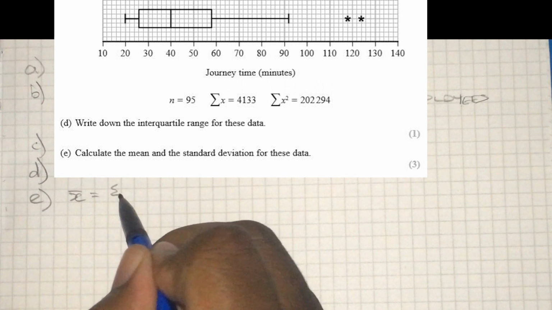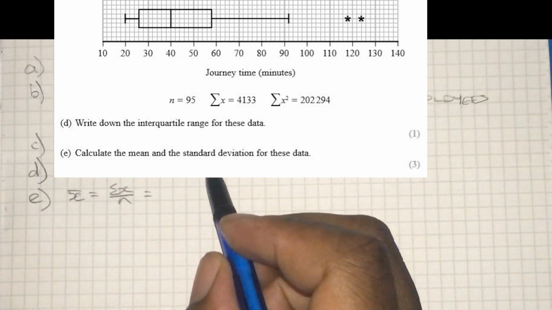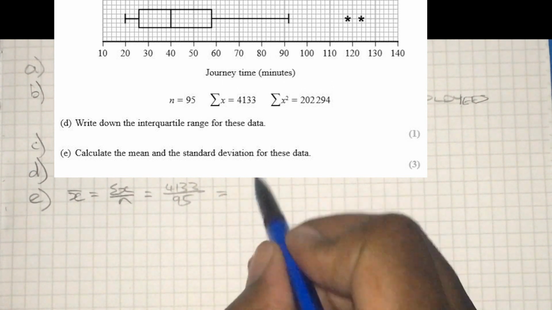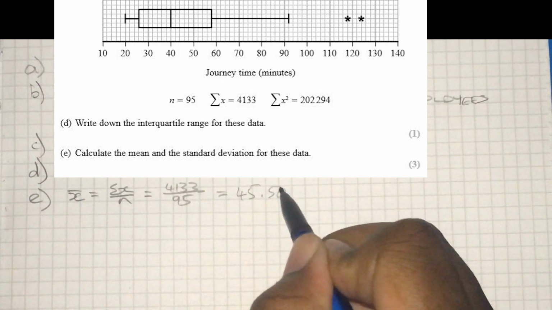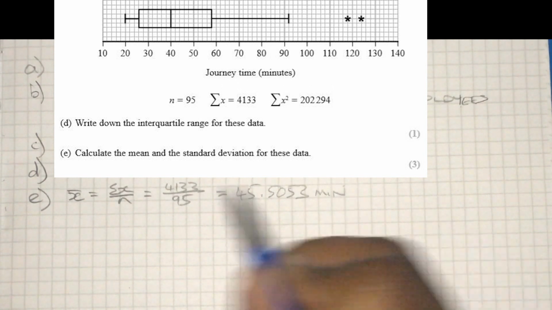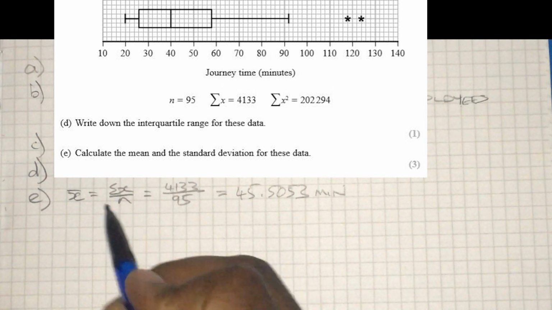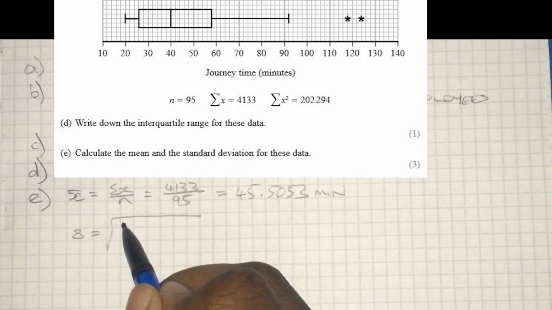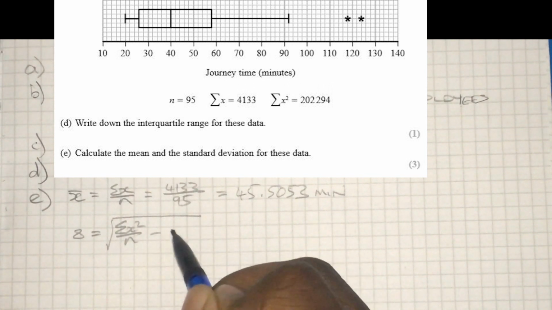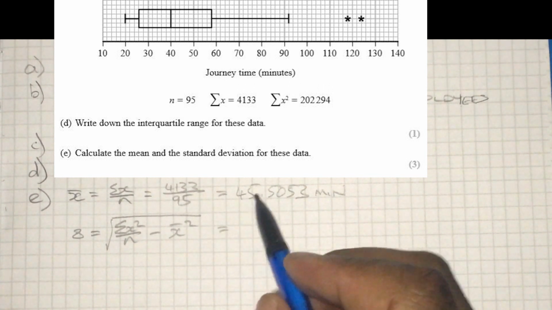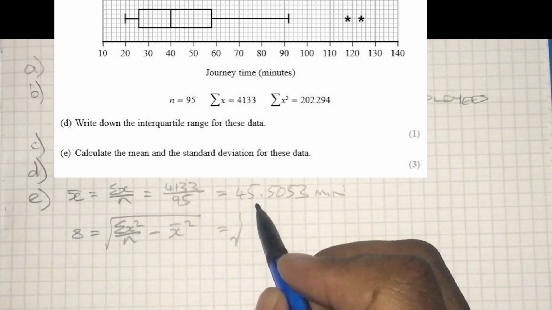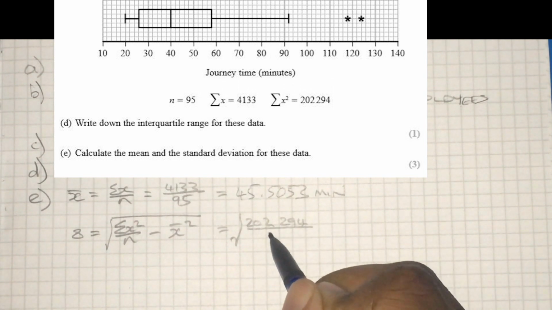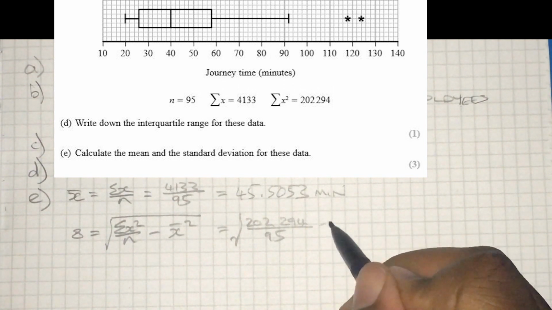So next for us to calculate the mean and standard deviation, we're using summary statistics here, so we can't make use of the function in our calculator, but just using the formulas, sum of x over n gives us our mean, x bar, 45.5053, and for standard deviation, sigma is the root of sum of x squared over n minus the mean squared. Okay, substituting those values, that will give us the standard deviation. And 15.385 is what we're looking for.